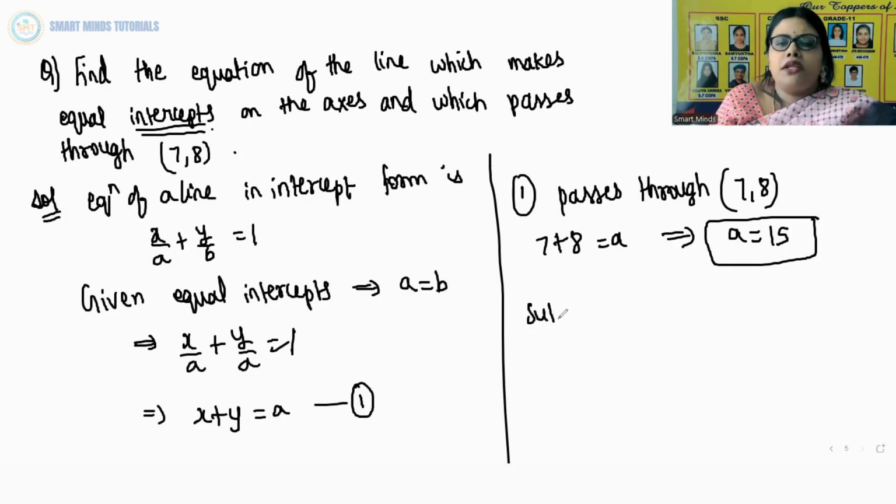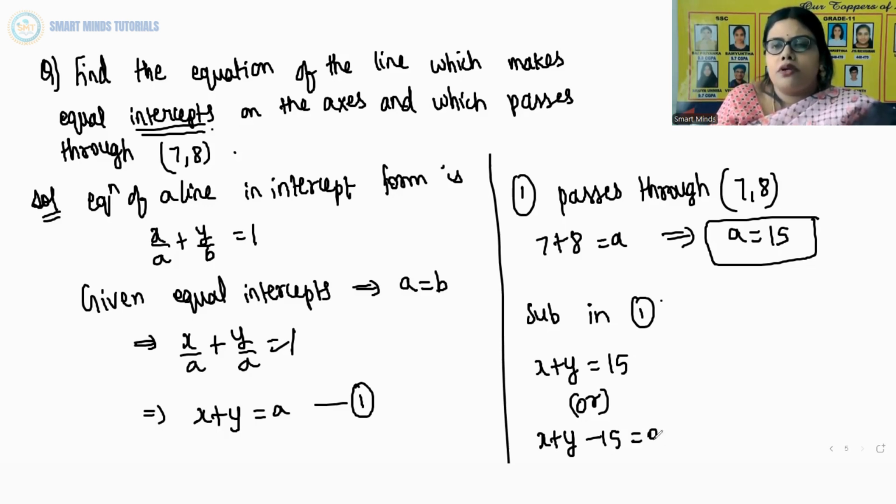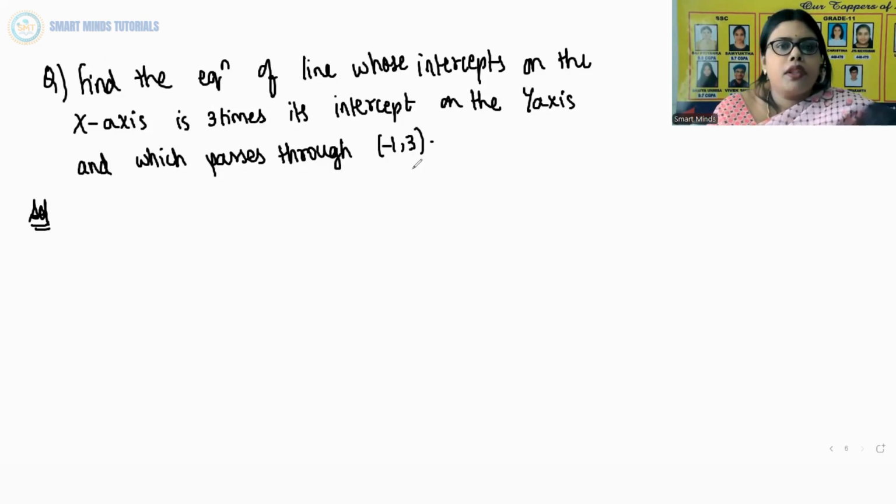Now substituting this a value in equation number 1, x plus y is equal to 15. Or you can also write it as x plus y minus 15 is equal to 0. This is the final answer. Now take the next question. Find the equation of the line whose intercept on the x-axis is 3 times its intercept on the y-axis and which passes through (-1, 3).